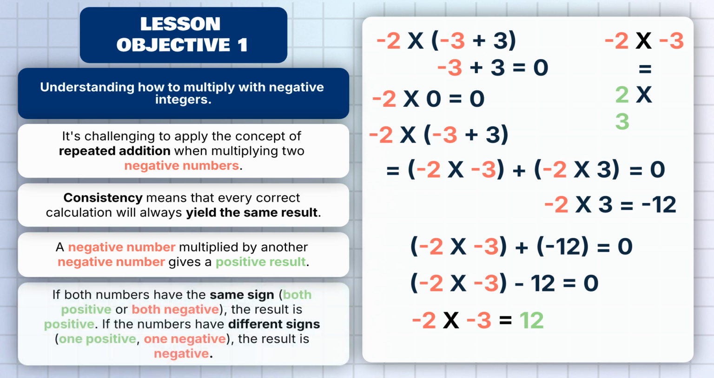In summary, if both numbers have the same sign, both positive or both negative, the result is positive. If the numbers have different signs, one positive, one negative, the result is negative. By understanding and applying these rules, we can confidently handle multiplication involving negative integers. Now let's move on to some examples to solidify our understanding of these rules.